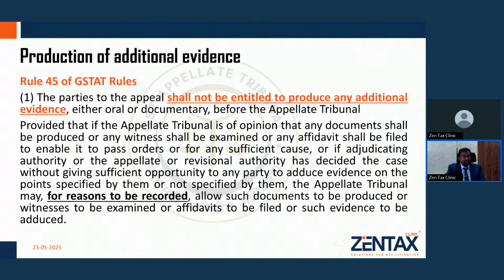So generally, when you are submitting a document or an evidence, place it before the first adjudicating authority itself. That is, at the time of reply to the show cause notice itself, please make sure that the evidences are all well compiled and presented so that at a later point in time, there is no ambiguity that such an evidence will not be considered per se.